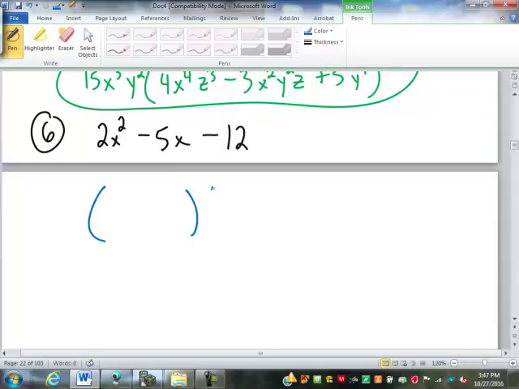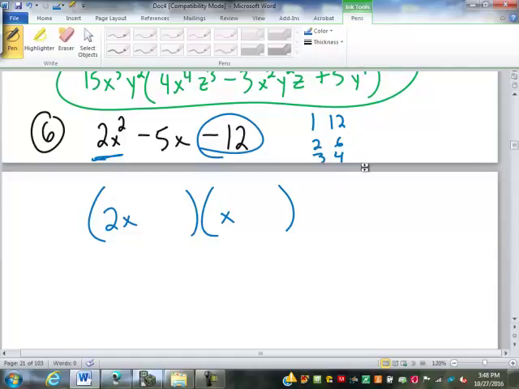Now this one, it's not just x squared up front anymore. It's 2x squared. So that means we have to have 2x times x for that first term, because it multiplies to make 2x squared. Okay, one's got to be positive and one's got to be negative, because this is a negative 12. Options for 12 are 1 and 12, 2 and 6, 3 and 4. Anybody get one of those to work? 3 and 4. Now here, because this is a 2 and this is an x, it does matter which one goes where.